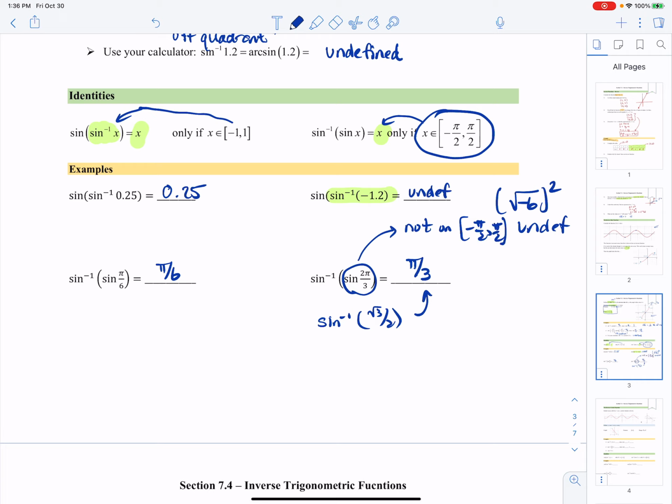Okay, so it's going to take a little bit of getting used to, but just remember, it's all about remembering what you are allowed to plug into an inverse function and what you are allowed to get out of an inverse function. So there's your inverse sine function in a nutshell. Come back and we'll talk about the inverse cosine.